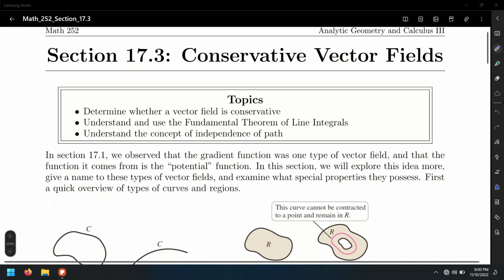Vector fields. Well, what are they and what are we going to do with them? So in 17.1 we were looking again at the gradient of a function, and that outputs a collection of vectors, and that stores the rates of change in the x direction and the y direction in the 2D case, of course.